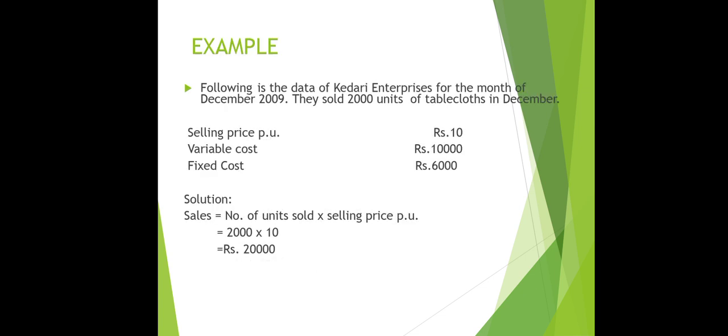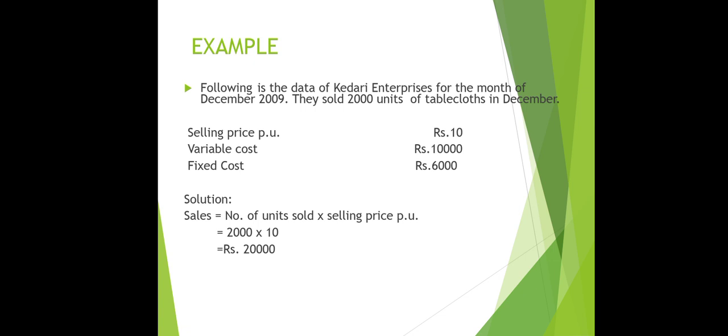Then let's see a problem. The question is, following is the data of Kedari Enterprises for the month of December 2009. They sold 2000 units of tablecloths in December. Selling price per unit is rupees 10 and variable cost is rupees 10,000. Fixed cost is rupees 6,000.